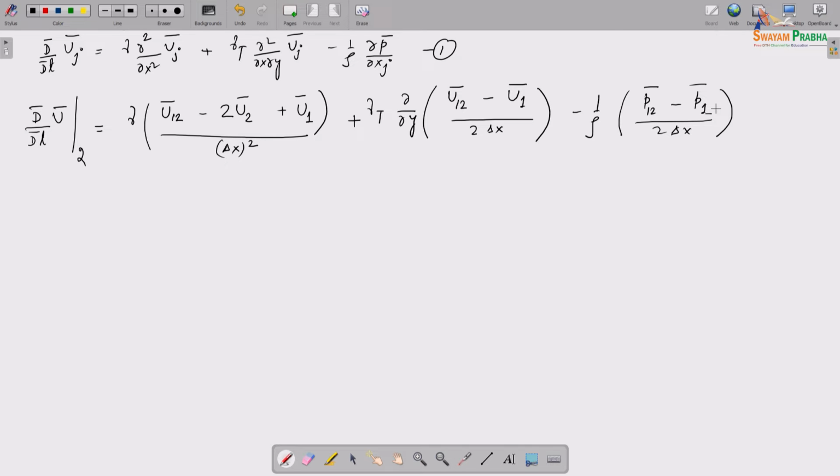And as we saw earlier, this part goes to 0, right? Therefore we can essentially write nu. Now, delta y of u12. In the y direction, if I use a central difference scheme, then I will need a point.